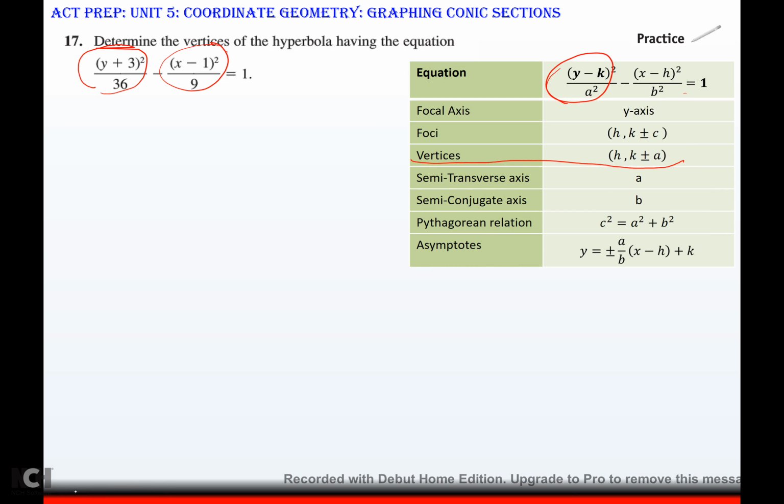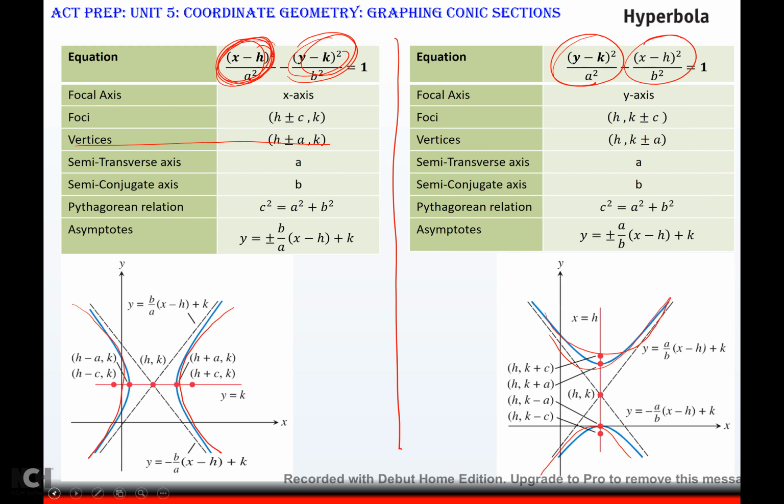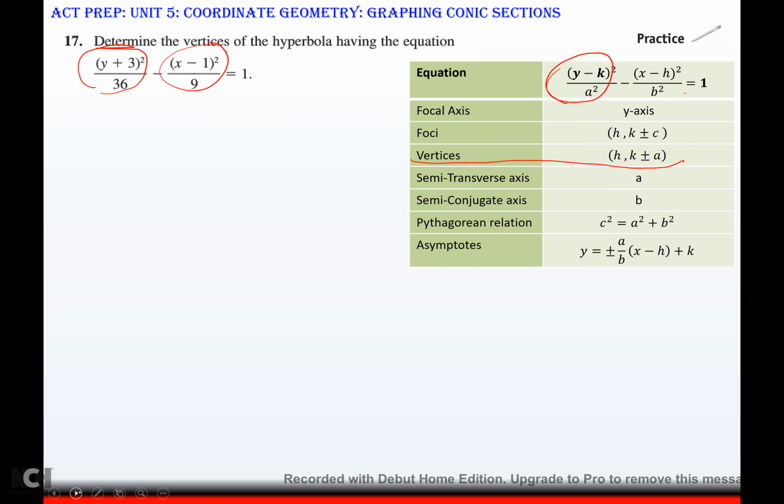Because the y's are subtracting the x's, I know that I am looking at something like this, up and down from each other. So this is what I expect to see. And I'm sorry, I'm doing too much. All they want is the vertices. So I've got to identify h, k, and a to answer this question.